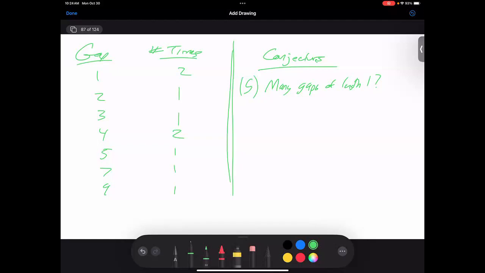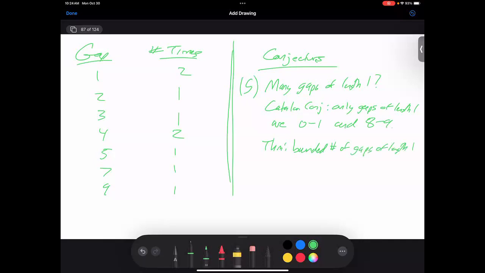So there's actually a theorem. It's the Catalan conjecture. The only gaps of length 1 are 0, 1, and 8, 9. So that's actually a theorem due to Mihailescu. You will never see any other gaps of length 1. So you could also interpret the theorem as, there's a bounded number of gaps of length 1. It is a bound of 2. There is one more possible gap if you use negative numbers, but we'll just use positive numbers.